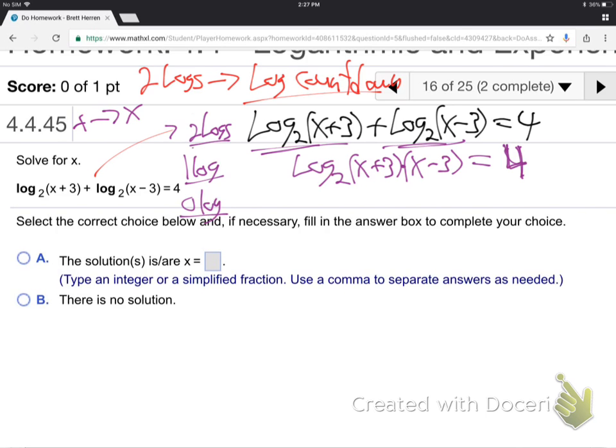Adding becomes multiplying, and subtraction becomes dividing. If this had been a minus in the middle, which I'll give you one of those too, then I would have written this as x plus 3 over x minus 3. It would have become dividing. So if they have subtraction, you make it dividing. If they have plus, you make it multiplying for 1 log, right?